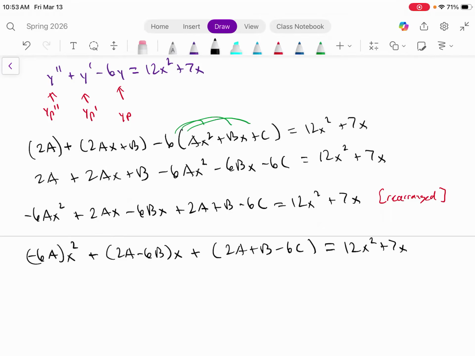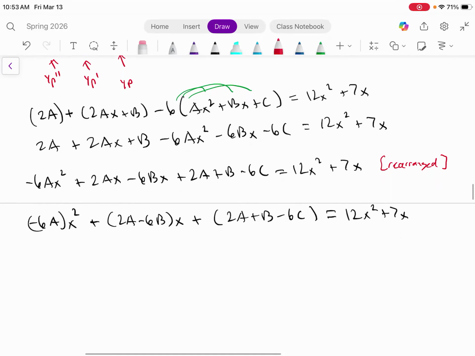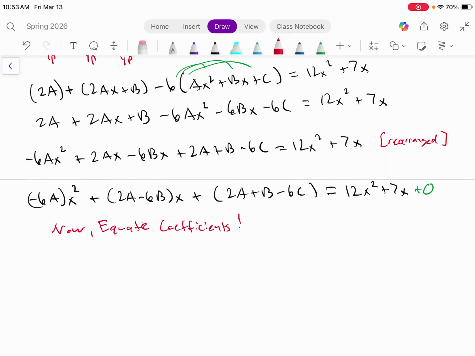The reason I'm doing this is a method of equating coefficients. So now we're going to equate coefficients. And this is such a great algebra principle that we can use to our advantage, is that since the left-hand side is x squared, x and a constant, equals some right-hand side of x squared, x and some constant, we can equate their coefficients. So it's really one of my favorite algebraic principles.